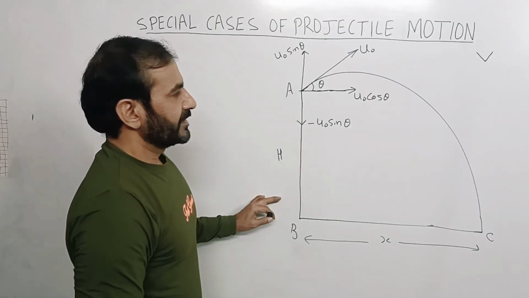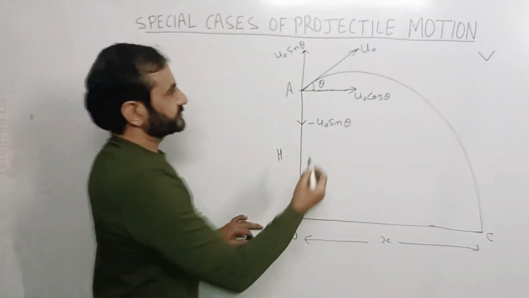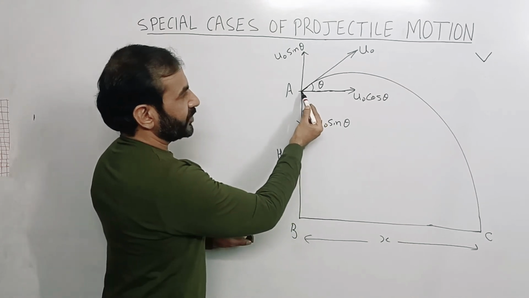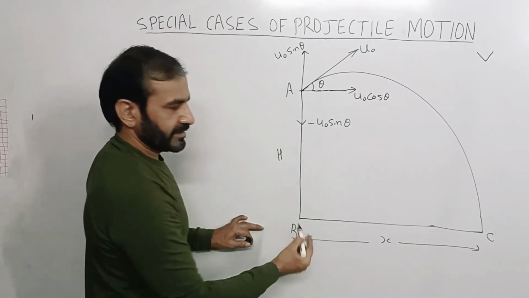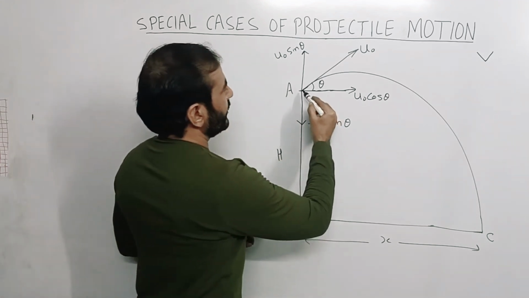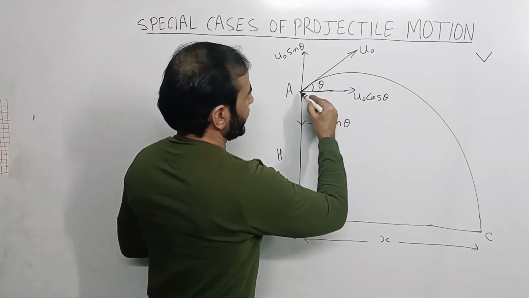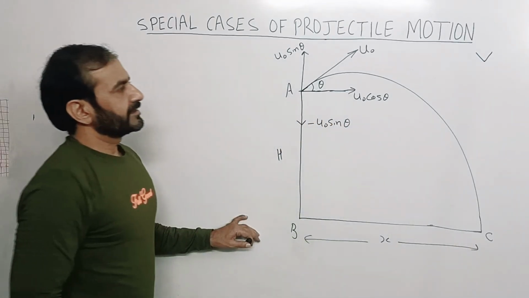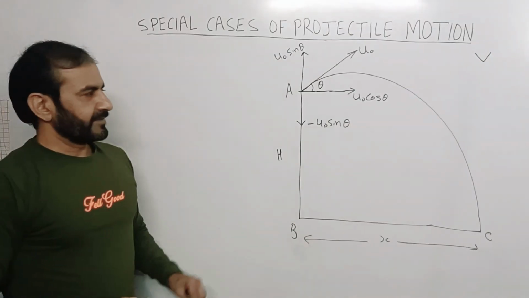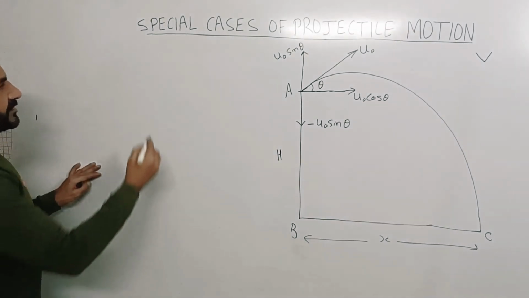Okay. Now the time will be the same, whether the body is dropped from A with this velocity and reaches B, or the body is thrown this way, acquires this path and reaches C. Okay. Now for vertical motion.